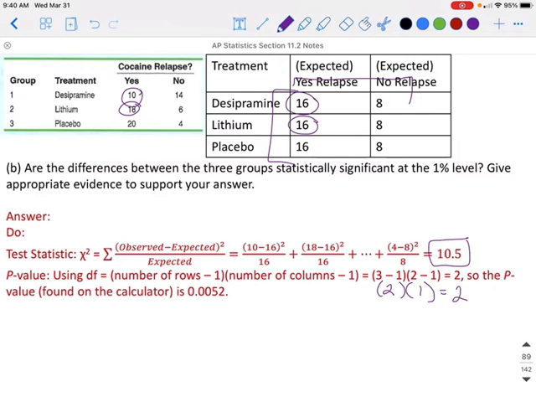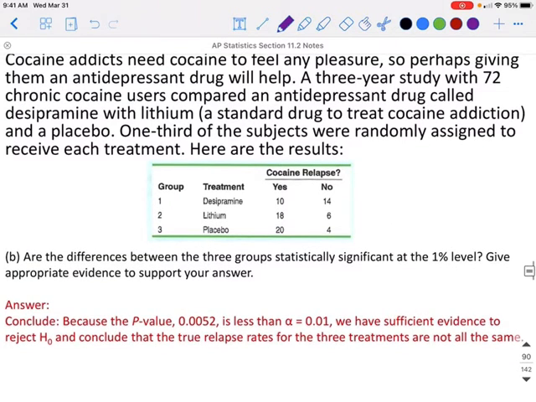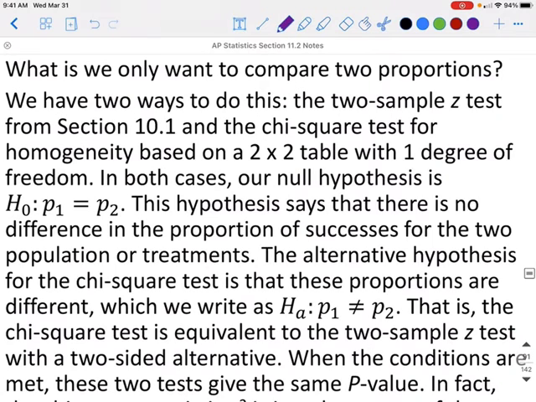Now you can look that up on your table C. So you would go to degrees of freedom of 2, go across that row until you find where 10.5 would lie, and the p-value falls between here and here. If you find this number on your calculator, you're going to see that the p-value is 0.0052. So the last thing you need to do is to write your conclusion. Because the p-value of 0.0052 is less than the alpha level of 0.01, we have sufficient evidence to reject the null hypothesis and conclude that the true relapse rates for the three treatments are not all the same.